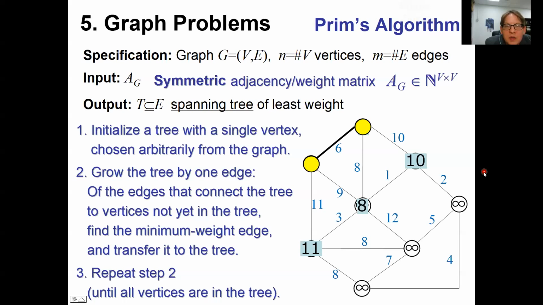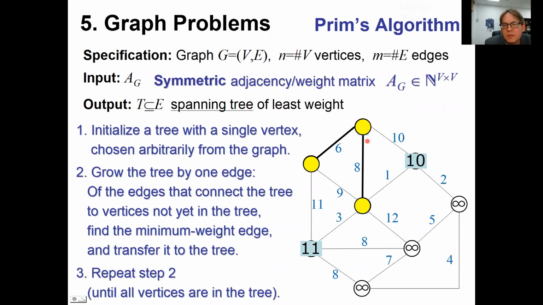Choose an edge with least weight. Choose a vertex which is closest to the tentative yellow tree. And that's this one, right? This is the closest vertex. This is closest to the tree. This is further. This is even further. So in the next iteration, the second iteration, this vertex and the connecting edge will be added to the tree, thus having grown the tree to now consist of 3 vertices.